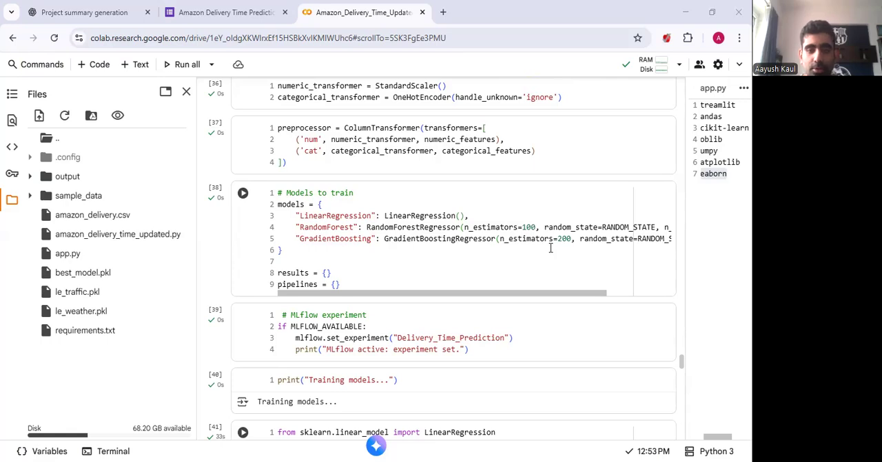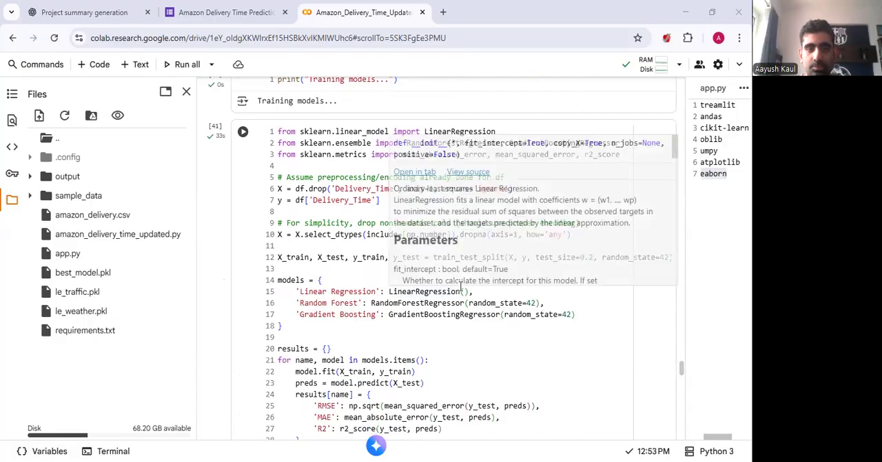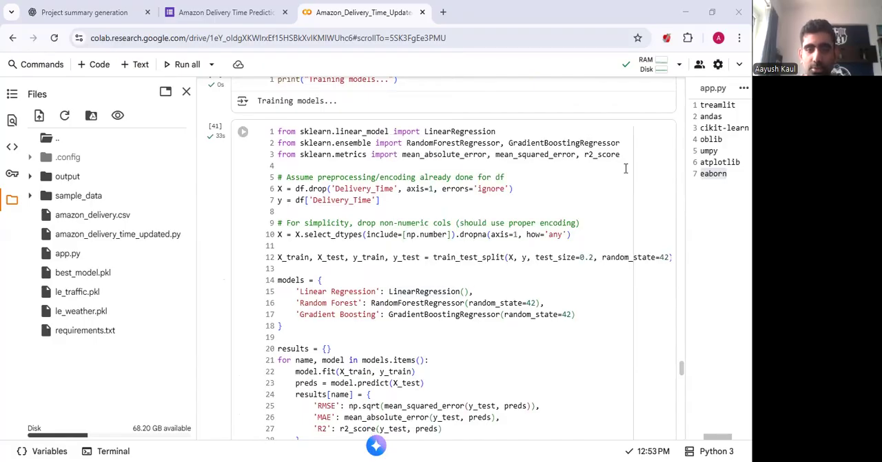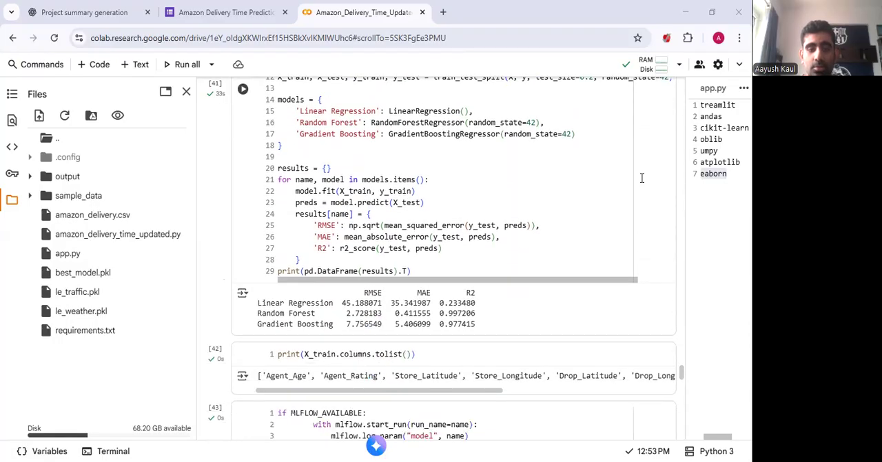So we would first test on these 3 algorithms: linear regression, random forest, and gradient boosting, respectively. Then we did this MLflow experiment to track the models. So this is the code to test the models on the basis of various algorithms. After this code, we can see that the R2 score is very low in linear regression, but it is very good in the other two, especially amazing in the random forest case, giving a high accuracy of 99.7%. And so we would choose random forest.